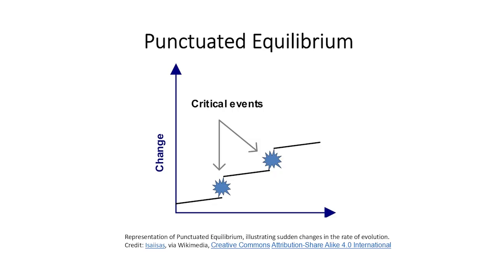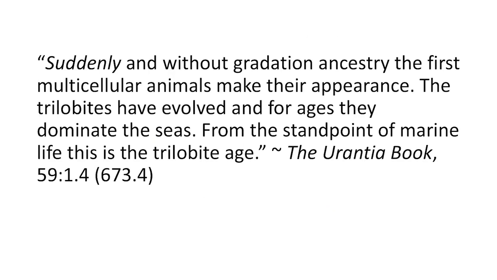We will now examine a series of major, suddenly occurring evolutionary developments characteristic of punctuated equilibrium, in which HOX genes controlled the evolutionary process. The Urantia Book states, "Suddenly and without gradation ancestry, the first multicellular animals make their appearance. The trilobites have evolved, and for ages they dominate the seas. From the standpoint of marine life, this is the trilobite age."